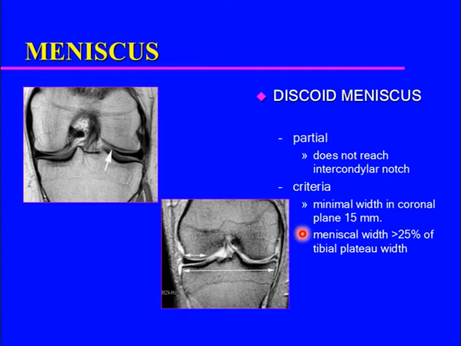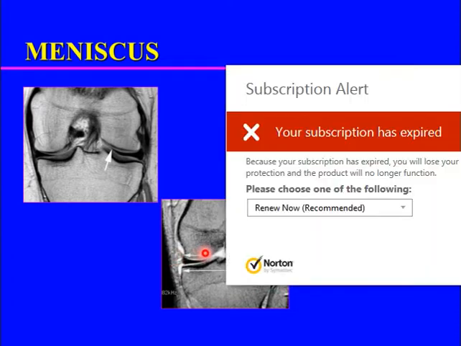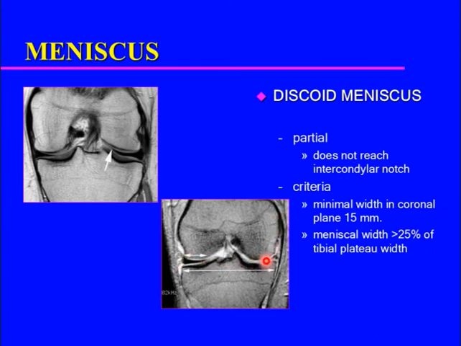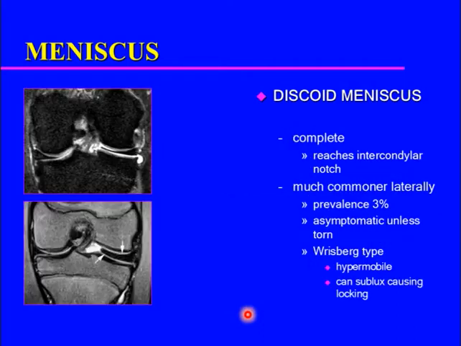Partial: it does not reach the intercondylar notch. You can see here it's a discoid meniscus, but it does not reach the intercondylar notch. The criteria for it is a minimal width in the coronal plane of 15 millimeters, and a meniscus width of more than 25% of the tibial plateau width. This is the tibial plateau width. You take the width of the meniscus, and it should be more than 25% of the tibial plateau width. This is the criteria for the partial discoid meniscus.